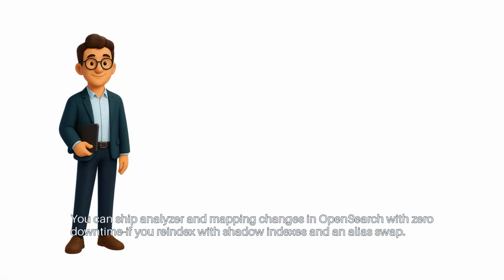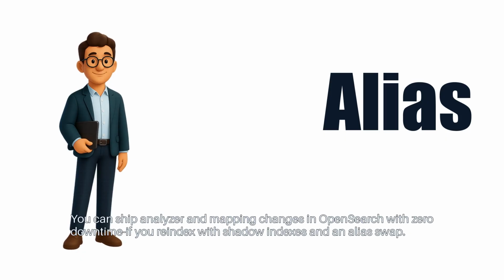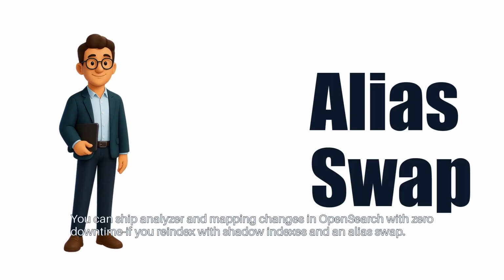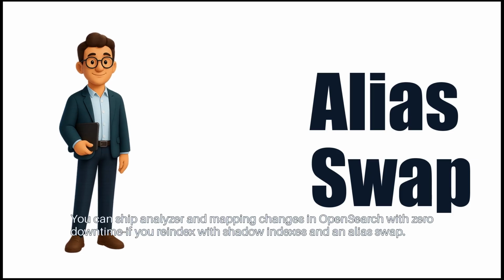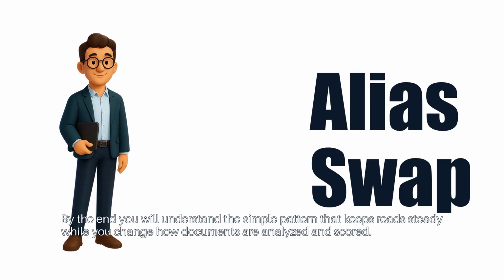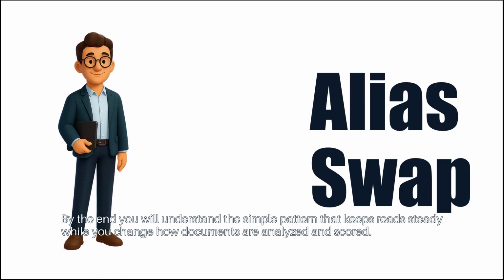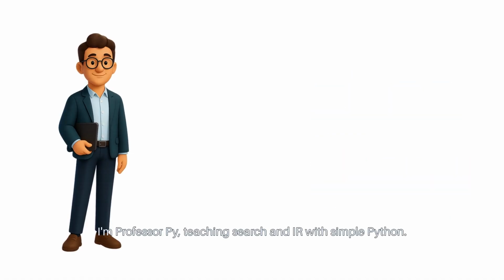You can ship analyzer and mapping changes in OpenSearch with zero downtime if you reindex with shadow indexes and an alias swap. By the end, you will understand the simple pattern that keeps reads steady while you change how documents are analyzed and scored. I'm Professor Pi, teaching search and IR with simple Python.